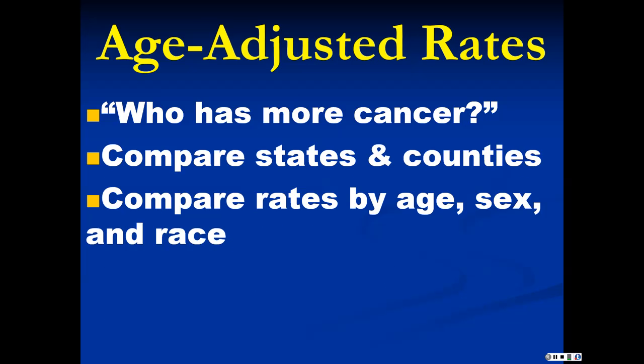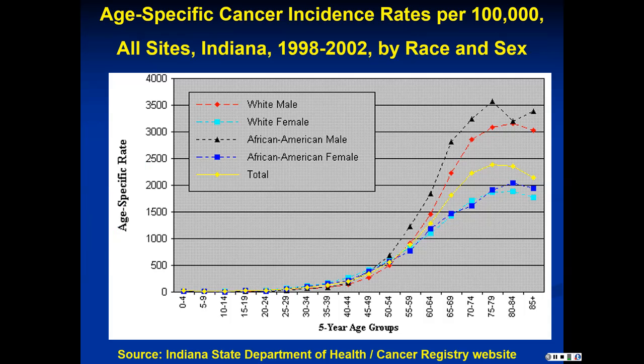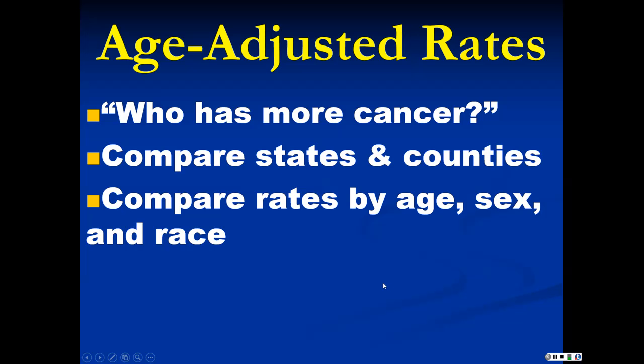Now, so far we just talked about the registration and counting of cases. But if we want to know which region, which state or which county, or a smaller area like a city or a small town, has more cancer, or which race has more cancer, or whether males have more cancer than females, or how cancer changes with age, what we need for this purpose is age-adjusted rates.